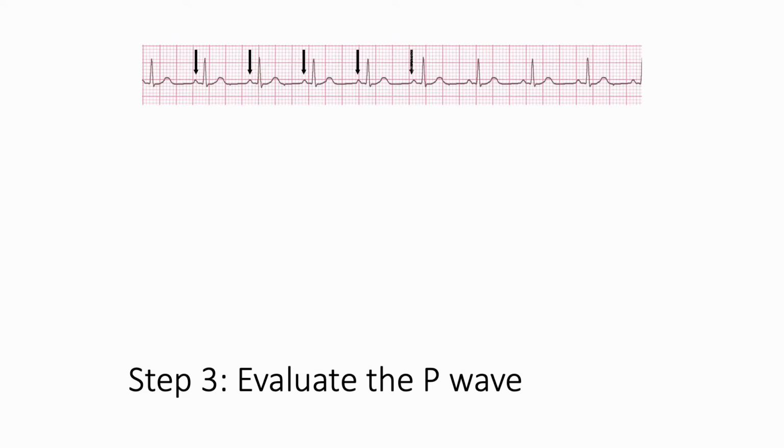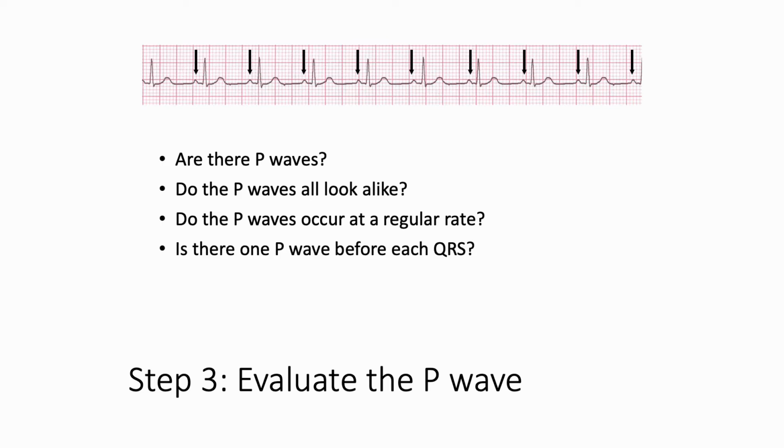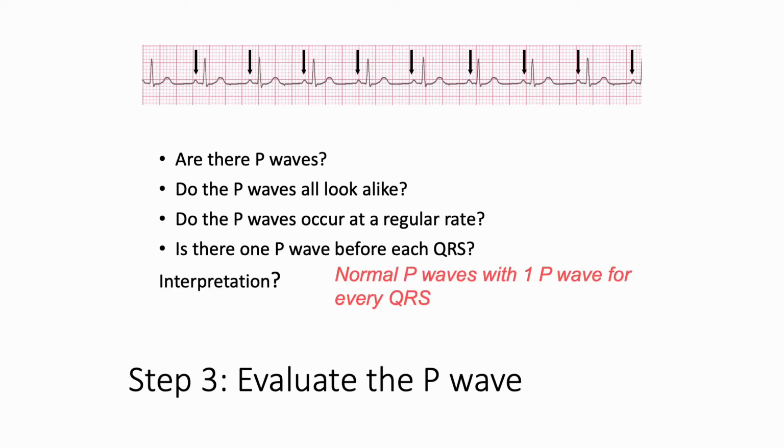Then evaluate the P waves. Ask yourself, are there any P waves? Yes, there are P waves. Do the P waves look the same? Yes, they look the same. Do the P waves occur at a regular rate? Yes, they are occurring at a regular rate. Is there one P wave before each QRS complex? Yes, there is one P wave before each QRS complex. So the interpretation is normal P waves with one P wave for every QRS complex.